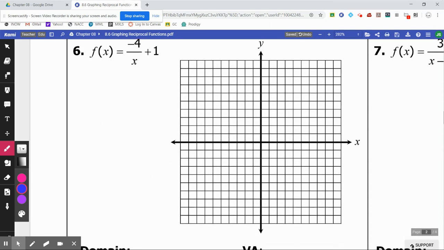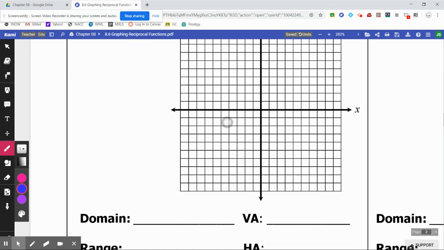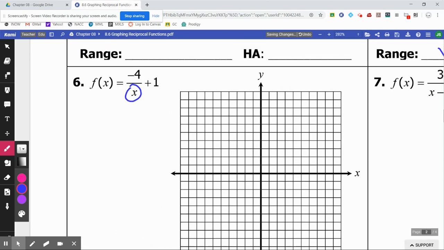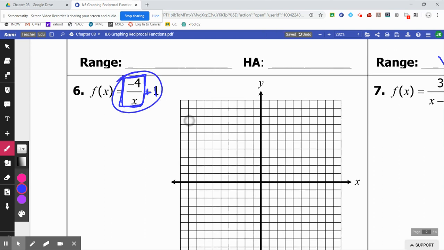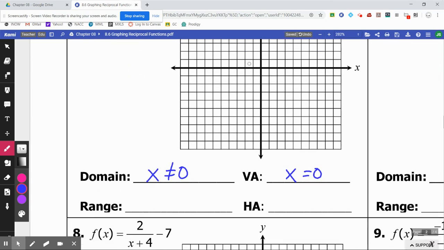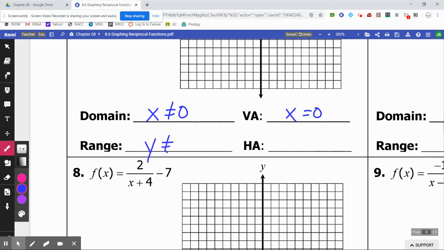Number 6. Again, your domain restriction. X will never be 0. So therefore, X is not equal to 0. And that is going to be your vertical asymptote line. And the restricted Y value, a fraction, this will never equal 0. It can't. So therefore, since this can never equal 0, if you take that and you add 1 to it, this whole thing will never equal 1, which is the reason we can say that our range restriction, we can just look right out here at this plus 1. So therefore, our range restriction, y will never be 1, and that's going to be your horizontal asymptote.